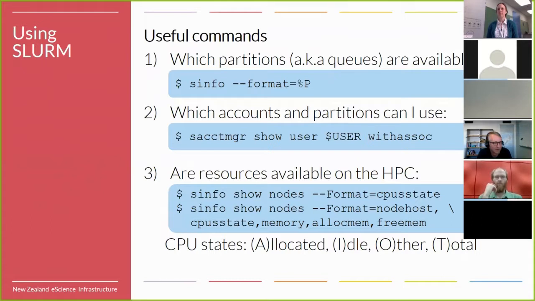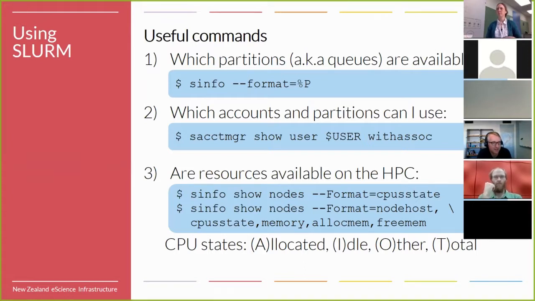That gives you a summary that tells you how many CPUs are allocated, meaning that they are used by some job, how many are idle, so that means that they can be allocated for your job. Other are probably all sorts of failure states and so forth, not really of much interest here. And then total is the total amount of CPUs, and by CPUs I actually mean cores, that are in the system.